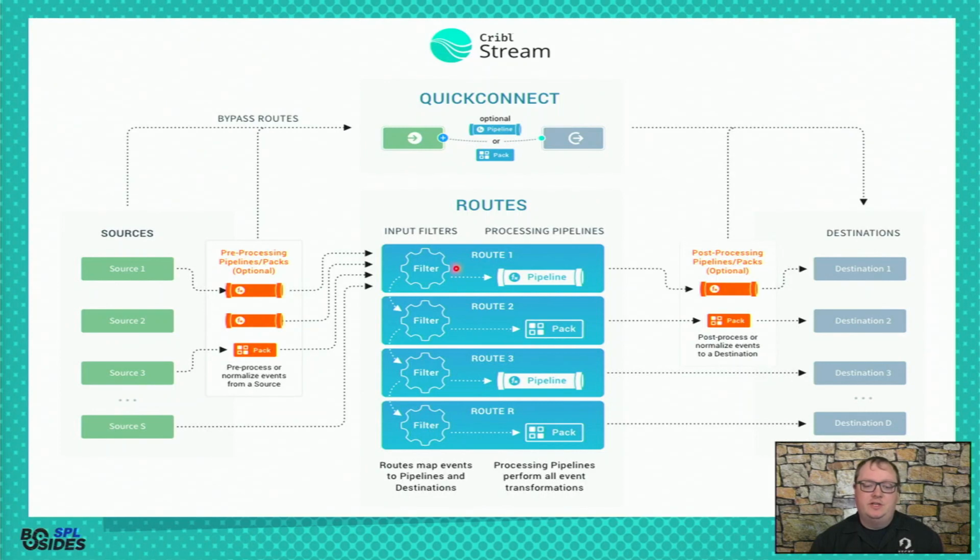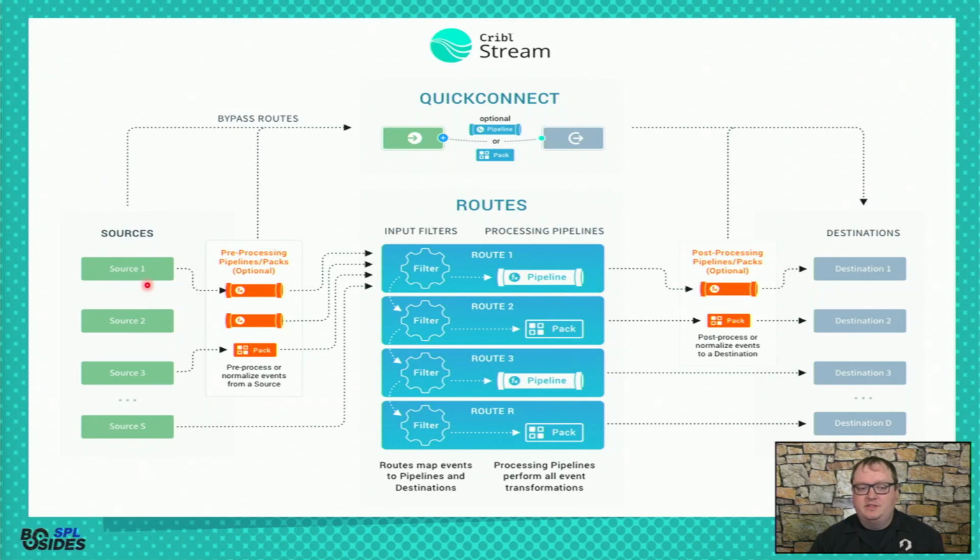Once it goes through here, it can go through either a pipeline or a pack. I'll get into that in a second. Then it goes to post-processing pipeline. Again, another group of functions, a pipeline that can have functions grouped together and process the data right before it sends it to destination. So you have one go to Splunk. They can all go to Splunk. They can go to an S3 storage, or they can go to another Cribl instance where they get sent to another Splunk. So let's backtrack a little bit. Back to the beginning. There's this other path that does a quick connect.